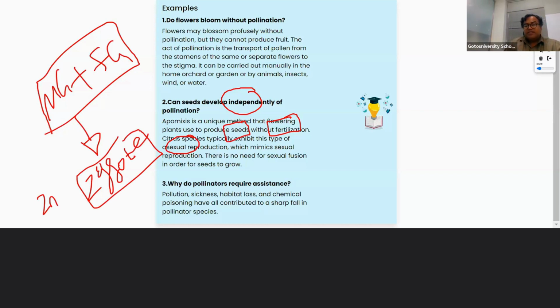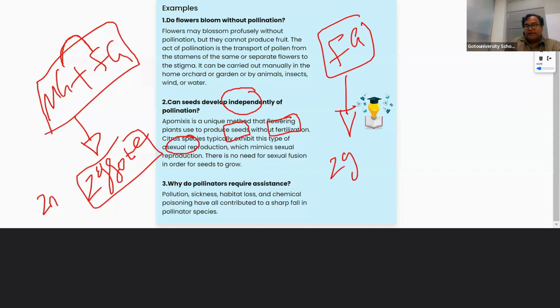If there is no fusion of male and female gamete, how come the zygote will be formed? We are not understanding. The female gamete has the probability to become a zygote directly without the help of the male gamete. Without the help of the male gamete, the female gamete will become a zygote. That happens in a few cases, but not everywhere, like in citrus fruits.